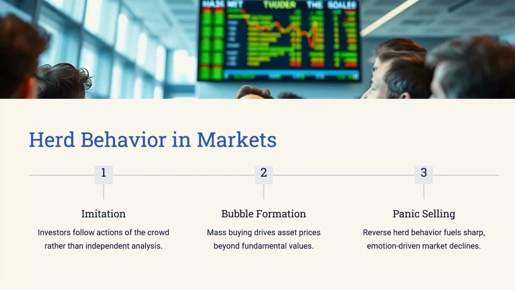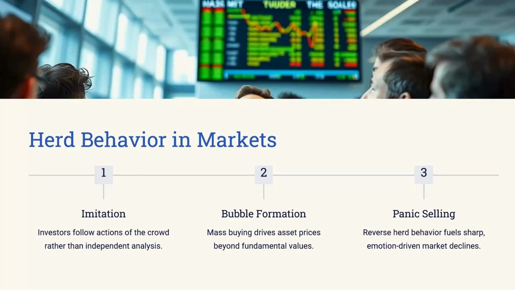Second is the bubble formation. Mass buying drives asset prices beyond fundamental values. Herd behavior is a primary catalyst. For example, in a bull market, as more and more investors jump into an asset class because everyone else is buying it, demand surges, pushing prices far above the intrinsic or fundamental value. This creates a self-fulfilling prophecy for a period, attracting even more participants.